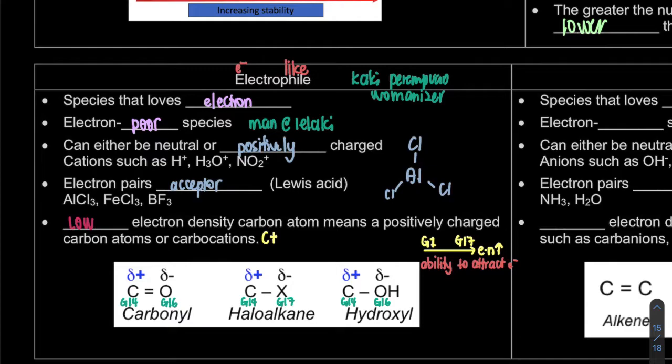But we know that elements have different electronegativity. Across the period, electronegativity increases. So for example here, between carbon and oxygen, oxygen is more electronegative. Between carbon and halogen, which is your group 17, halogen is more electronegative. So group 16 and 17 have higher electronegativity, which means a higher ability to attract electrons.